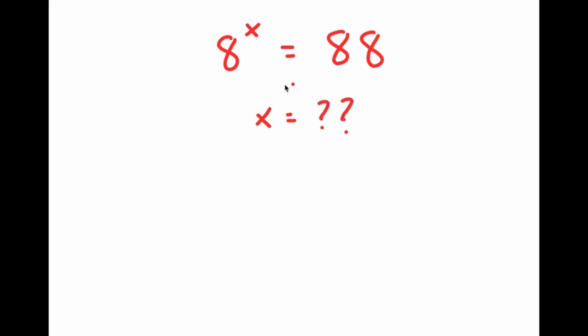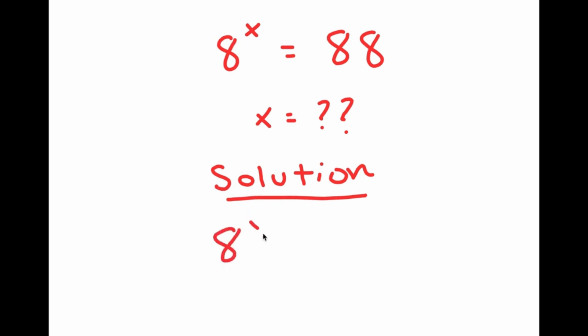Alright, so in this video, I'm going to be solving the equation 8 to the power of x is equal to 88. So, my only variable in this equation is x, so that's what I'm going to be solving for. And now for my solution. I'm going to first start by rewriting my equation down here so I have a little more solving space. So my equation is 8 to the power of x is equal to 88.